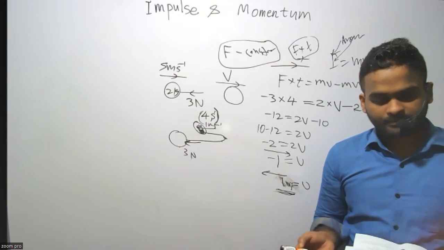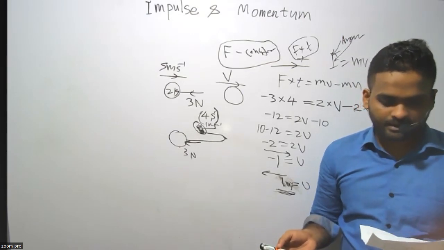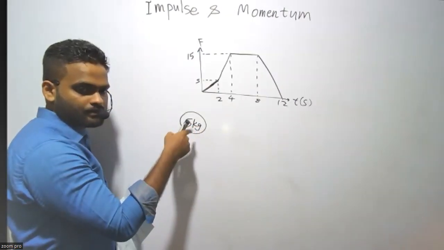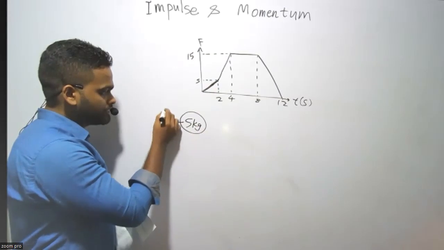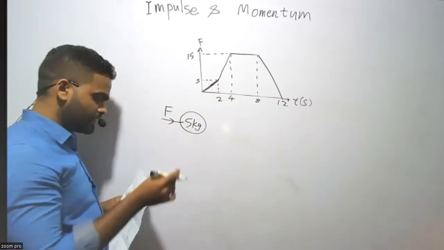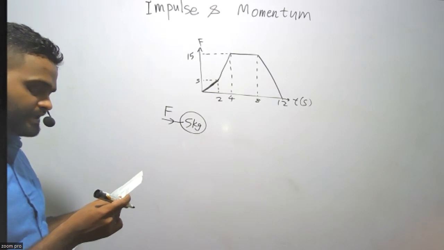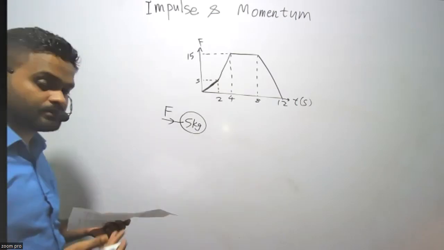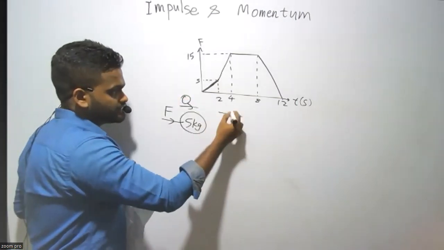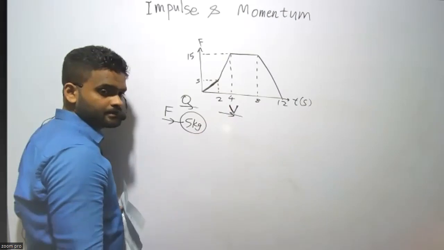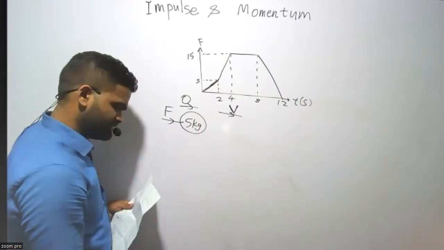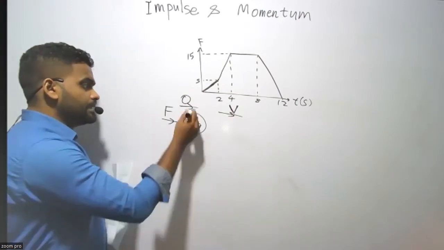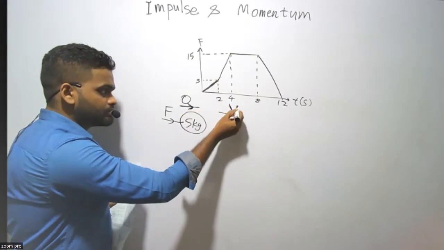Okay, try seventh question. So we have this 5 kilogram, and the force applied on the 5 kilogram. So initially the object is at rest, right? If they haven't given that, object is at rest initially. Then it gains a velocity. Let's say it gains a velocity v. Initially the object is at rest, then it gains a velocity v.